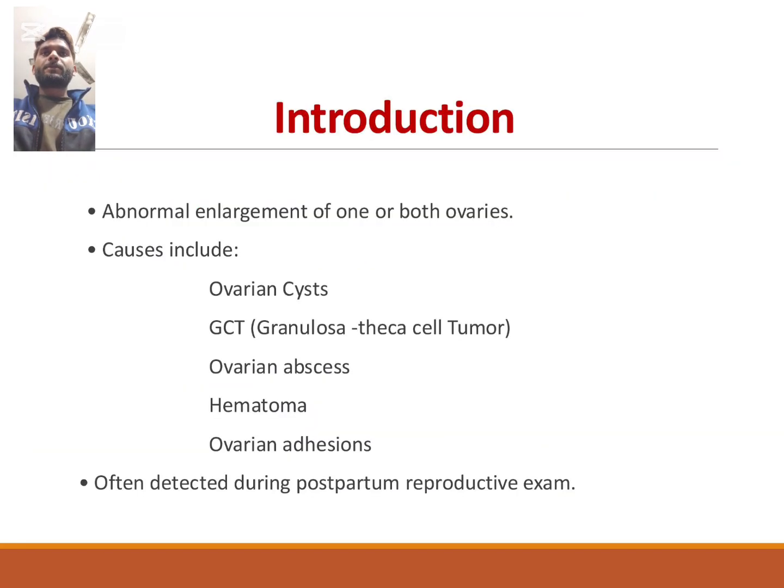So, the introduction. Large ovary syndrome is simply abnormal enlargement of one or both ovaries, and the causes include ovarian cyst, granulosa thecal cell tumor, ovarian abscess, hematoma, and ovarian adhesions. Minor causes include oophoritis and periophoritis, or inflammation of the tissues that cover the ovary. This condition is often detected during the postpartum reproductive exam, mostly by field veterinarians.